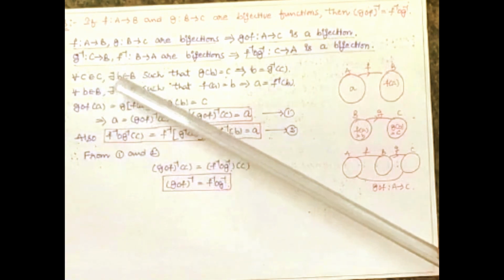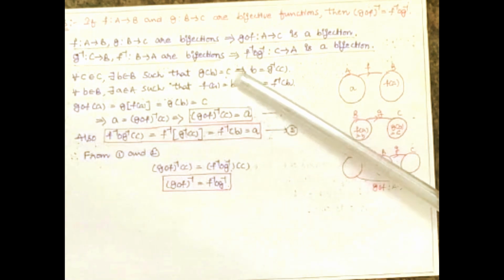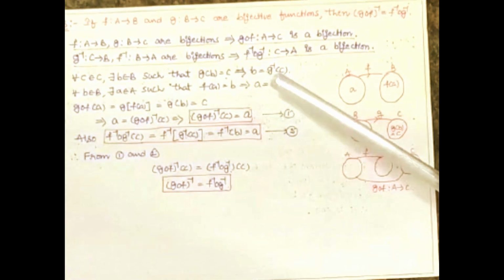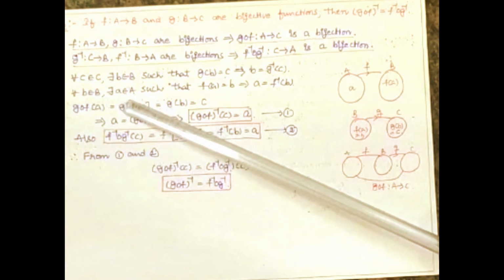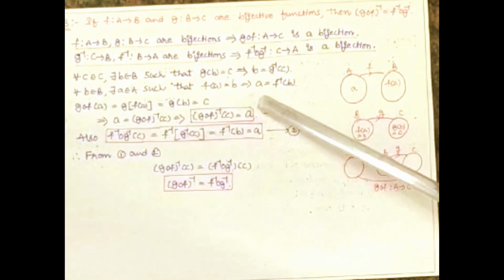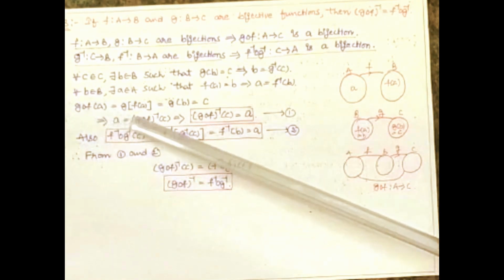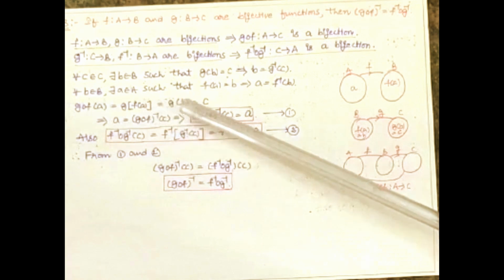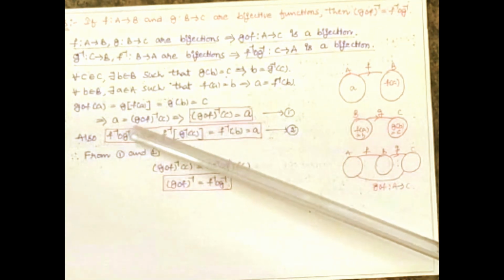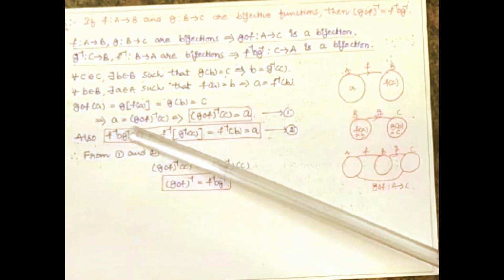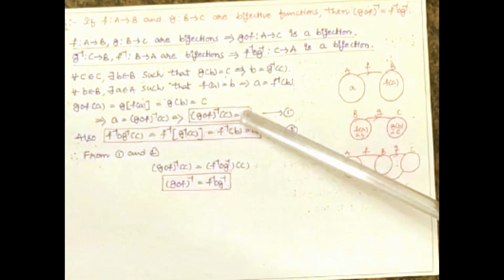For all c belonging to C, there exists b belonging to B such that g(b) is equal to c. That is the onto function definition. b is equal to g inverse(c). Similarly, for all b belonging to B, there exists a belonging to A such that f(a) is equal to b, which implies a is equal to f inverse(b). Now g∘f(a) is equal to g(f(a)). f(a) is equal to b. Now g(b), we know that g(b) is equal to c. Now I am taking a. a is equal to (g∘f) whole inverse of c. (g∘f) whole inverse of c is equal to a.